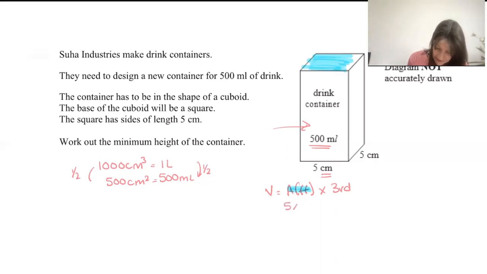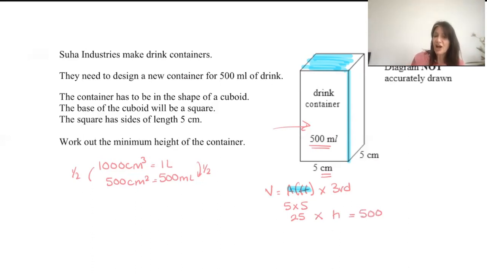So 5 times 5, which is 25. And I'm going to be timesing that by the third length, the length that takes it from being a 2D shape, a square, into a prism, into that cuboid. And that length is this length here, which is the height, is actually what we're trying to find. So I don't actually have that. So times by the height will give me the volume, which they've told me needs to be 500.